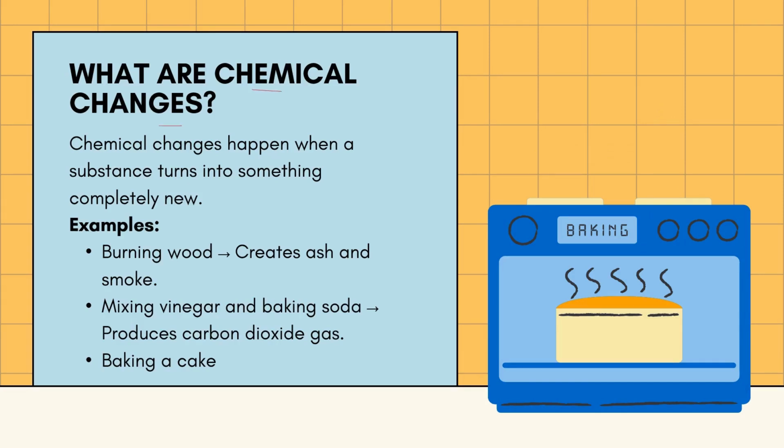What are chemical changes? Chemical changes happen when a substance turns into something completely new. For example, burning wood. When you burn wood, the end result is ash and smoke. There would be no wood after that when it has been completely burned. Then mixing vinegar and baking soda produces carbon dioxide, and you can't get vinegar back or baking soda back from carbon dioxide gas. Baking a cake. So these all are chemical changes. Something new is being produced.